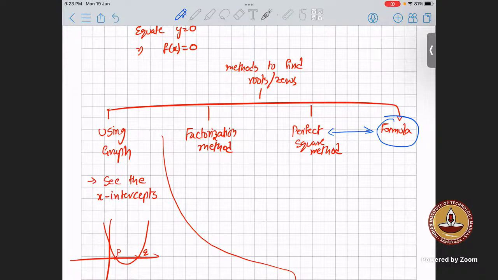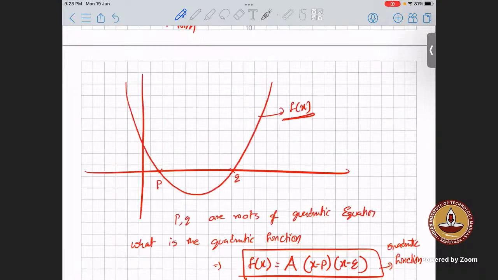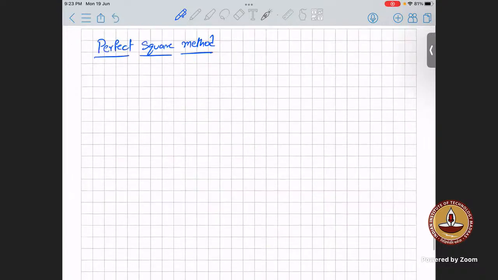Are you getting this? Please repeat. Look, first let us do one example and then we will go to the derivation. Let's take this example: x square minus 12x.